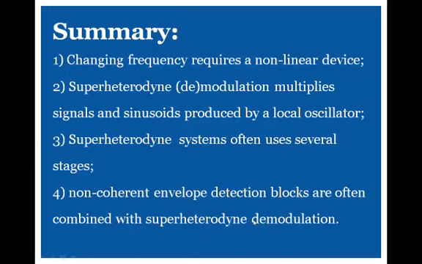So in summary, changing frequency always requires a nonlinear device. Superheterodyne modulation and demodulation works by multiplication of our signal by the sinusoid produced by a local oscillator, generally followed by the filtering out of either the sum or difference frequency, depending on whether it's a transmitter or receiver. Superheterodyne demodulation often occurs in several stages, and there are several reasons for this. It's cheaper, allows you to tune to different channels and to combine signals from different channels using relatively inexpensive hardware at the intermediate frequency. Non-coherent envelope detection can also be combined with superheterodyne demodulation to form a receiver.